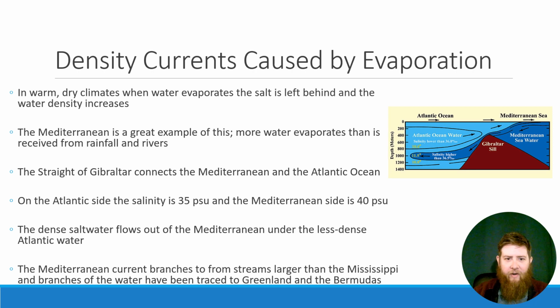So this dense salt water flows out of the Mediterranean and then goes down into the depths, underneath the Atlantic water. As it comes out of there, that current forms branches of streams that are larger than the Mississippi River, and these branches have been traced all the way out to Greenland and the Bermudas. So this water is traveling a long ways from the Mediterranean as a deep density current.